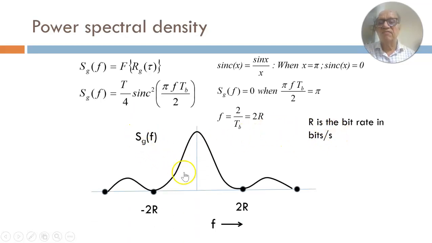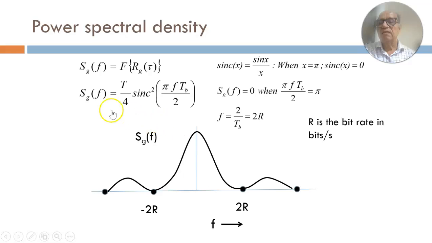So if you plot the sinc function, it will look something like this. This is the first null, and first null occurs at a frequency which is 2 times R. So what we conclude is that the bandwidth occupied by the polar signal is 2 times the bit rate. That is what we conclude. Okay.